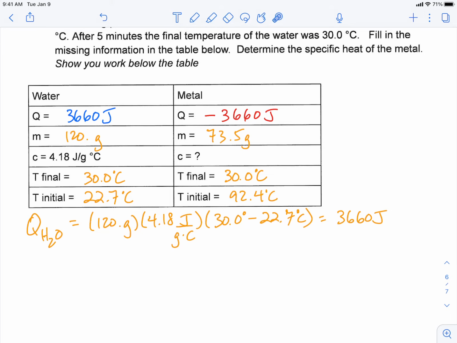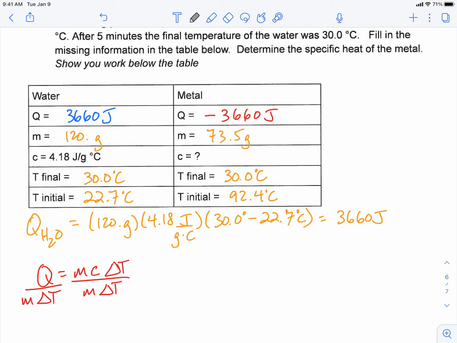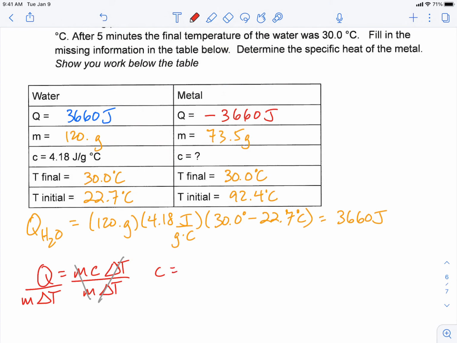Now we have everything that we need to calculate the specific heat of the metal. So our last step then would be to take our heat equation, rearrange that for specific heat by dividing both sides by m delta T. So then my m and my delta T cancel. So my new heat equation then is C equals Q over m delta T.